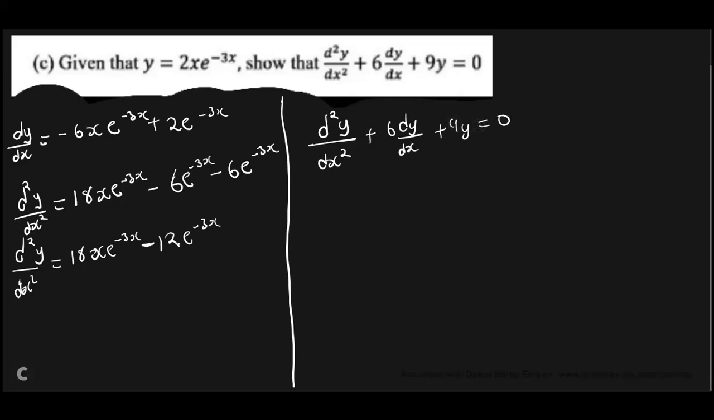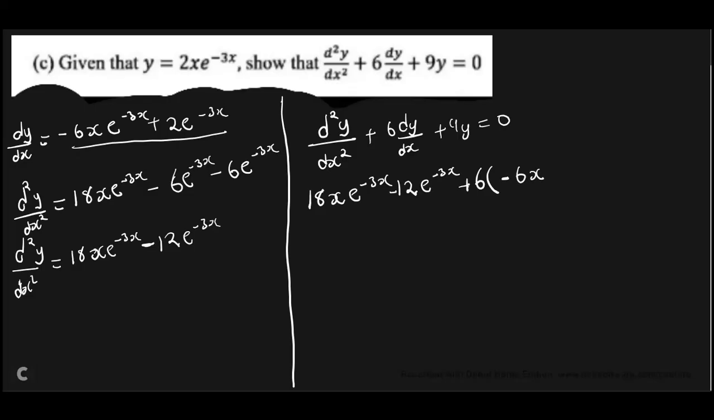So remember that we're showing that this part is equal to 0. So here, what is the second derivative? The second derivative is 18x e to the power negative 3x minus 12, then what? e to the power negative 3x plus 6 times the first derivative is this one. So you get the first derivative, which is that, which is negative 6 like that, right?